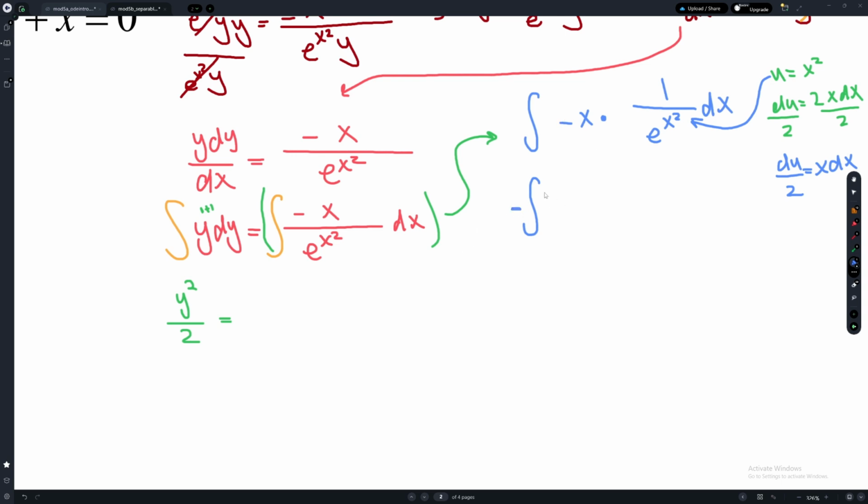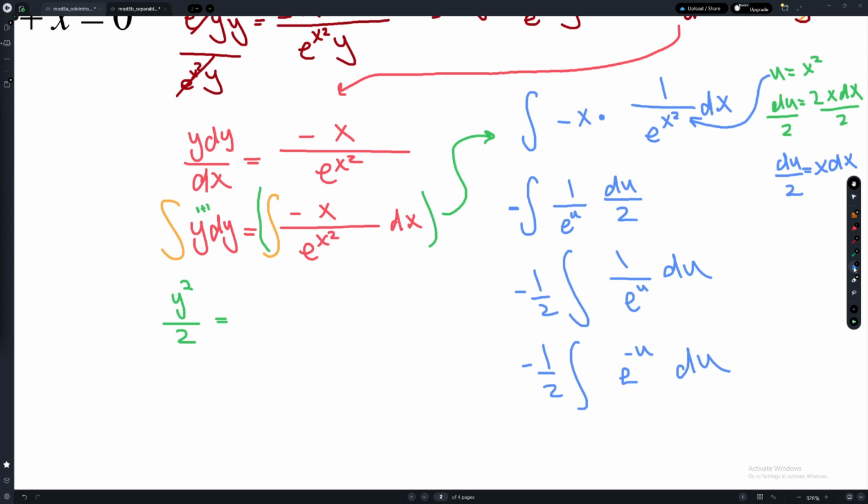The negative will go outside. And now I have 1 over e to the u, and we'll have du over 2. Okay, now this 1 over 2 can go out, so we'll have negative 1 over 2 integral of 1 over e to the u du. Okay, so now it's pretty simplified, and when you integrate e to the u, it stays the same, but this is 1 over e to the u.